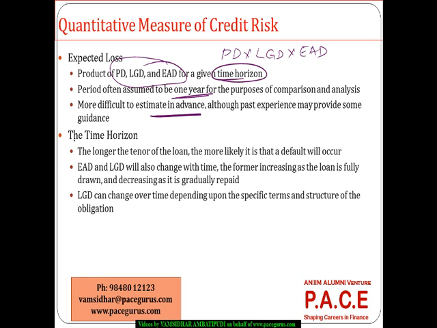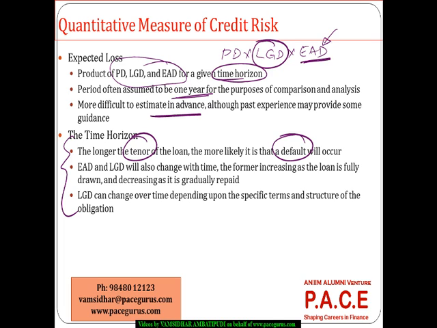And as I said, time horizon is also one more important aspect. What is generally observed is that the longer the duration of the loan, the higher the chance that it will default. And if we see this, the exposure at default will change with time, because the more new loans taken, EAD is going to be higher. Existing loan is getting repaid, EAD is going to be lower. So with time, EAD is going to change. Even the LGD, the loss given default, also will change depending on the specific terms and conditions and structure of the obligation.